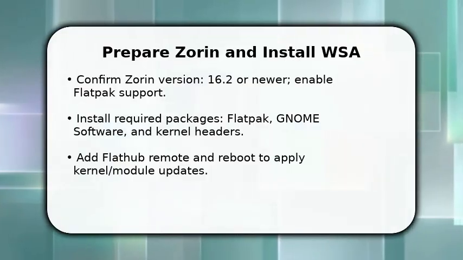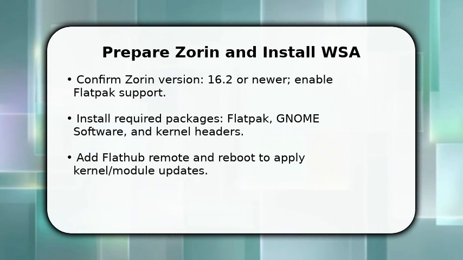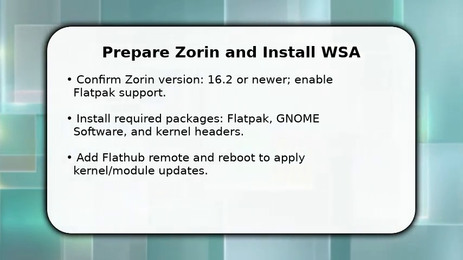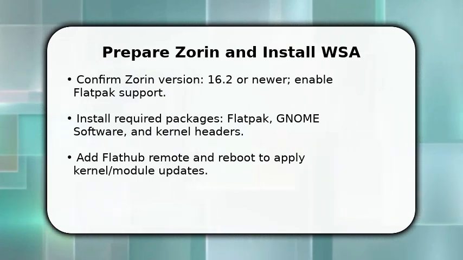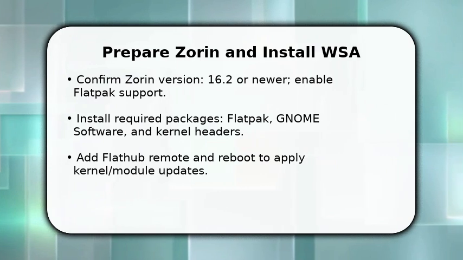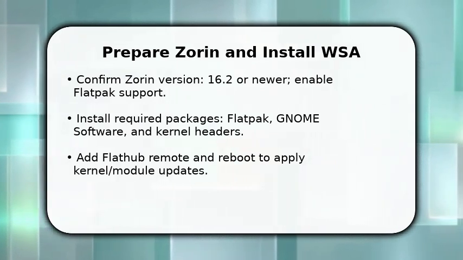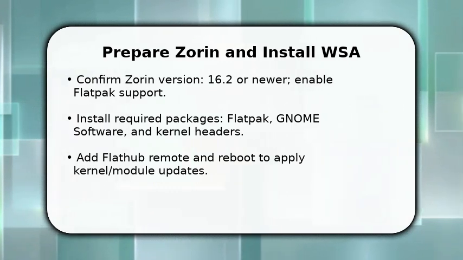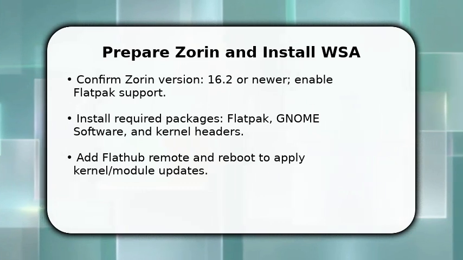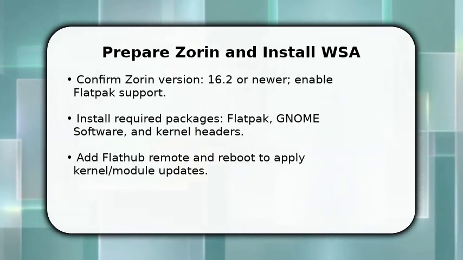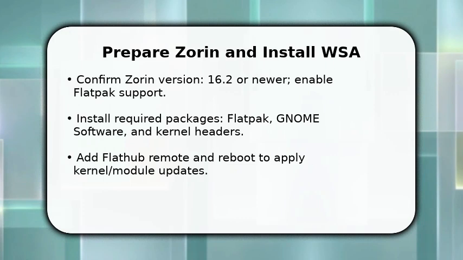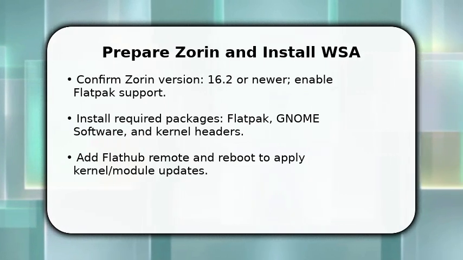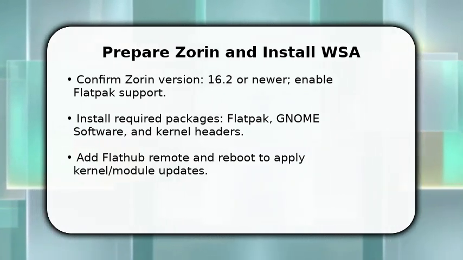You start by preparing Zorin for Android support. Make sure you're on Zorin 16.2 or newer and enable Flatpak. Next, install Flatpak and GNOME software so you can install the Android runtime. Also install kernel headers for any module builds. Once done, add the Flathub remote and reboot so the system recognizes new runtimes and modules. This first step ensures the environment is ready and prevents dependency errors later when you install the Android subsystem.